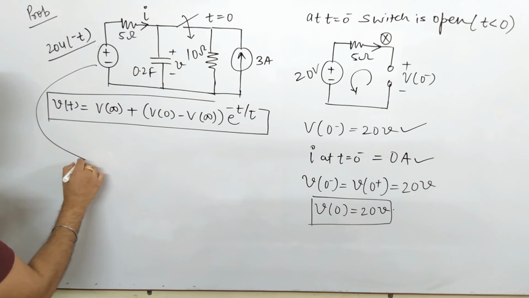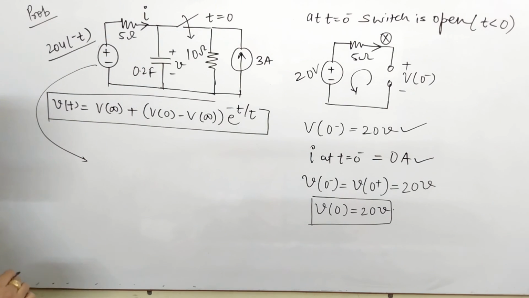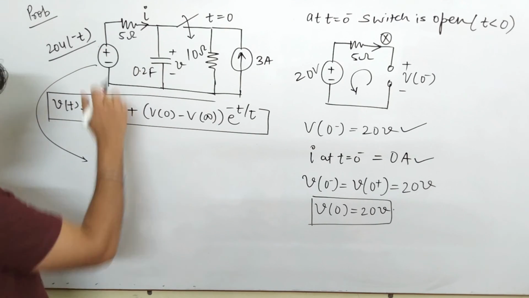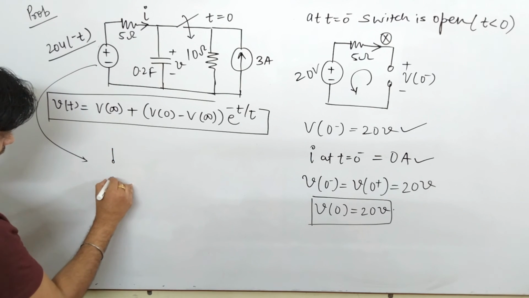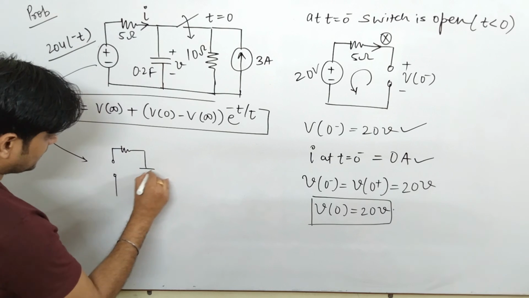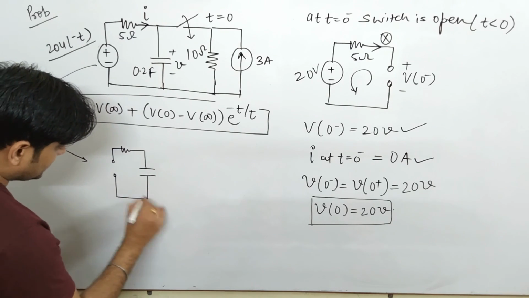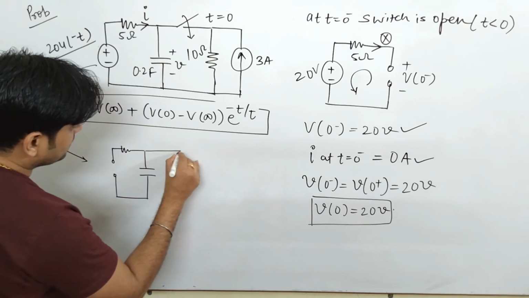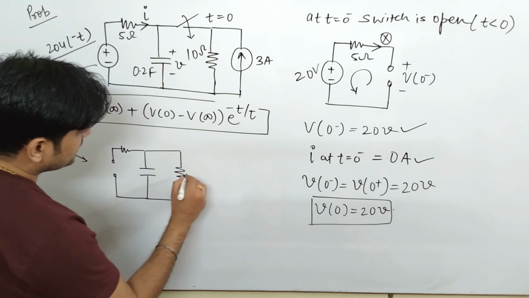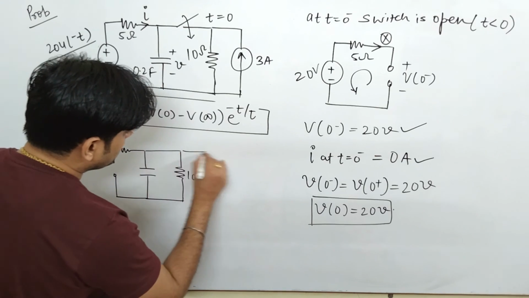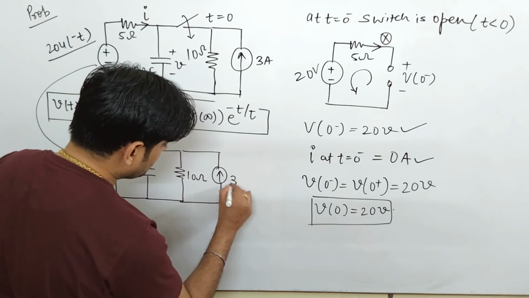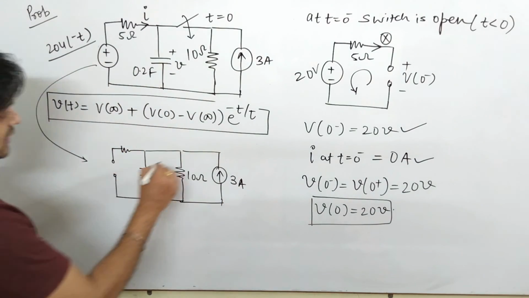Okay, if I redraw this, please see, this source has no significance. Or it behaves like an open circuit here, and this is your 5 ohm. Now this is your capacitor. Now this switch is closed, and this is your 10 ohm resistance, and the current flowing here is 3 ampere. Okay, this is the condition at t equal to 0.